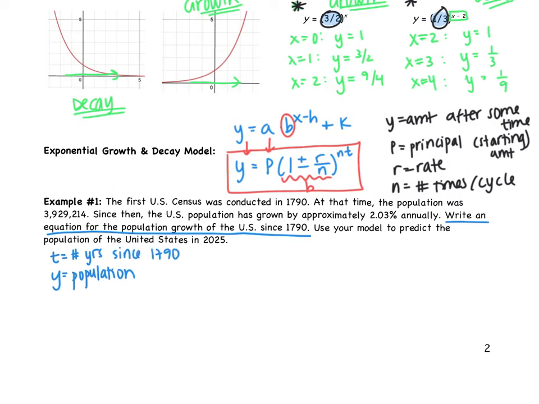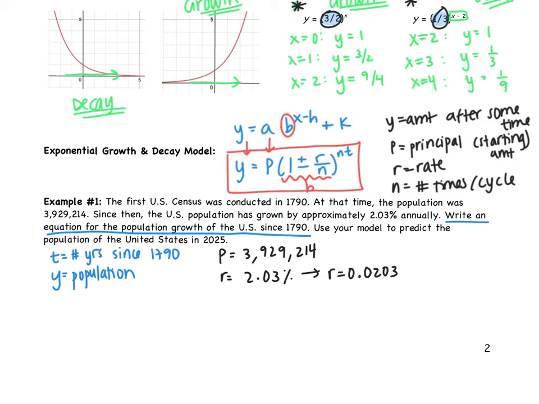Now we have to identify what information we have. Again, we're going off of this equation in red at the top. So P is our principal amount. Do we have that? Do we have a starting amount? Yes, in 1790, the population was 3,929,214. Our r, we're told that we're growing by approximately 2.03%. Now, we cannot use that 2.03. It needs to be expressed as a decimal. So we're going to divide by 100 to change that percent to a decimal, and we get r to be 0.0203.